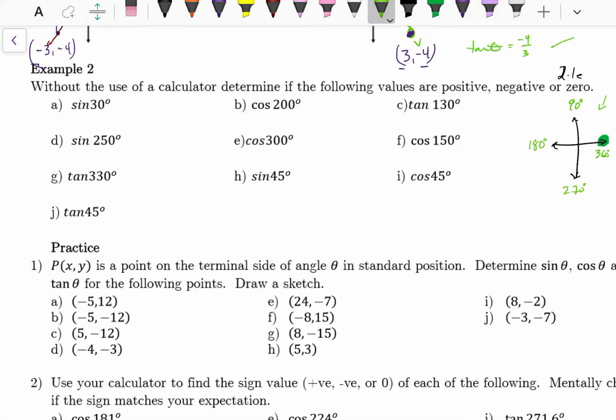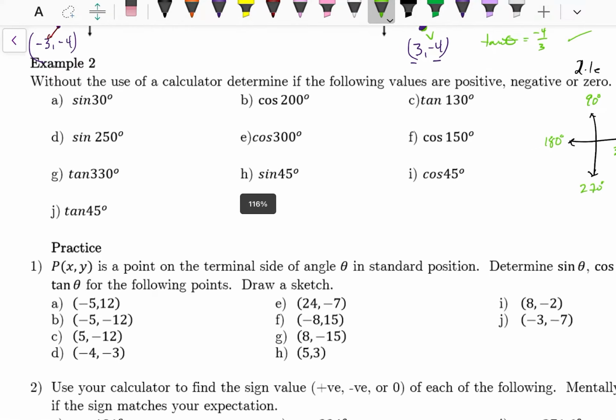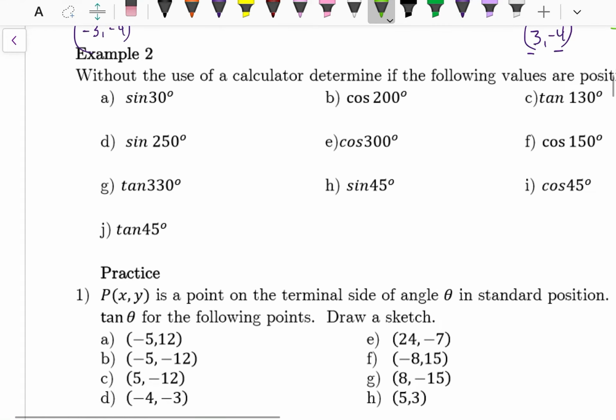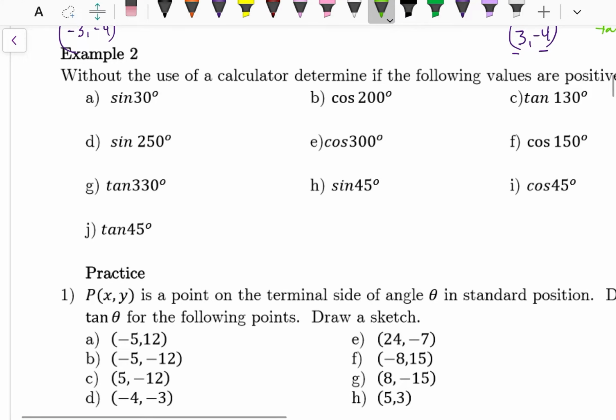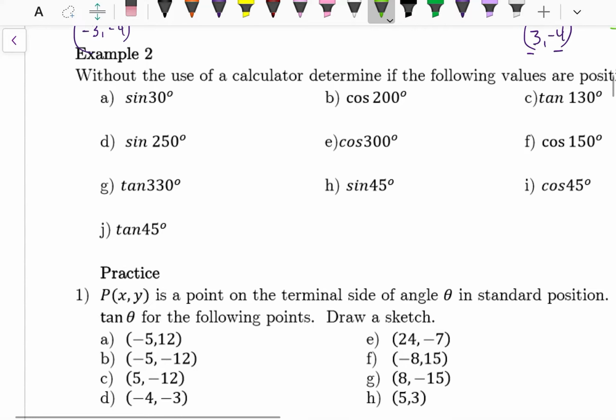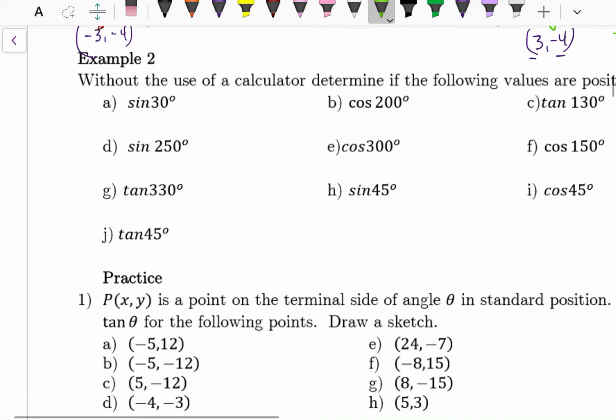Now, again, angles can be positive or negative, but for now, we're only trying to locate those that are positive. So without the use of a calculator, determine if the following values are positive or negative or neither. So it's nice to recall that sine theta is equal to y divided by my radius vector r. Cosine theta is equal to x divided by r, and tangent theta is equal to my y coordinate divided by my x.